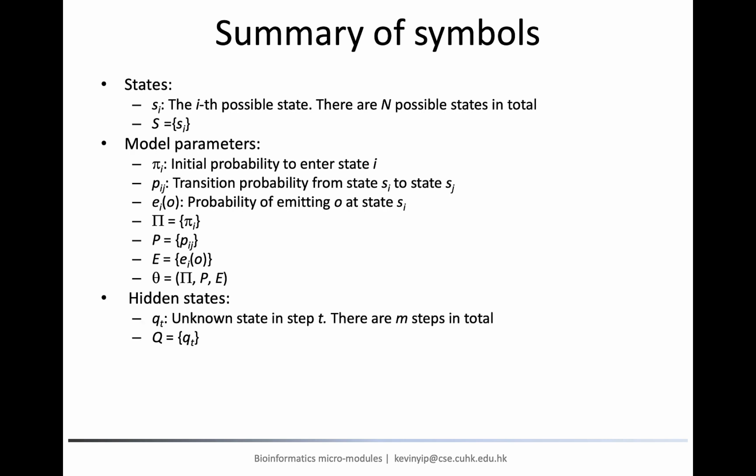Next, we have the hidden states. The state actually used in step t is denoted as Qt. Please be careful not to mix up S and Q. The symbol S is used to denote the possible state choices, while the symbol Q is used to represent the states actually chosen. Finally, for the observation in step t, we denote it as Ot.